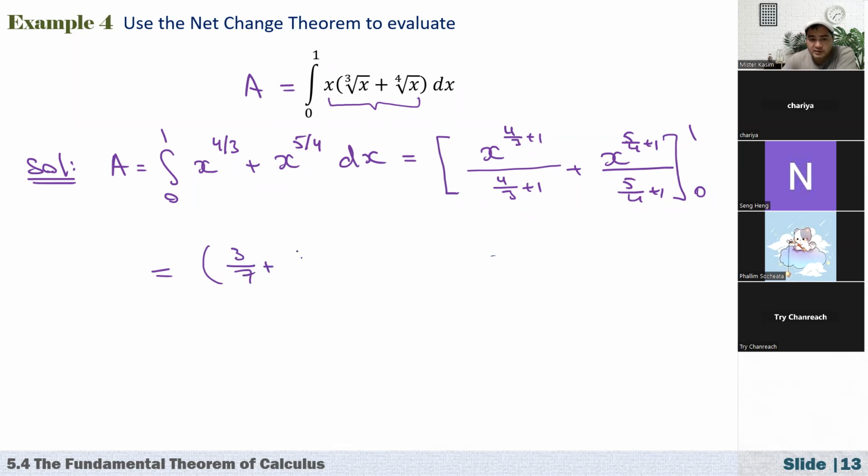And how about this one? It is 4 over 9. So this is equal to 3 times 9, it is 27, plus 4 times 7, 28, which is equal to 55 over 63.